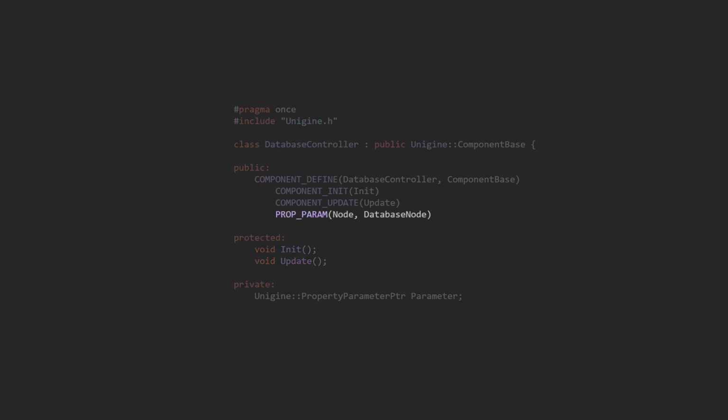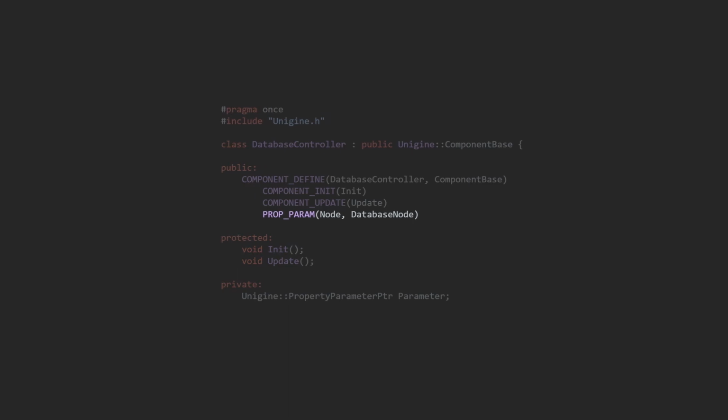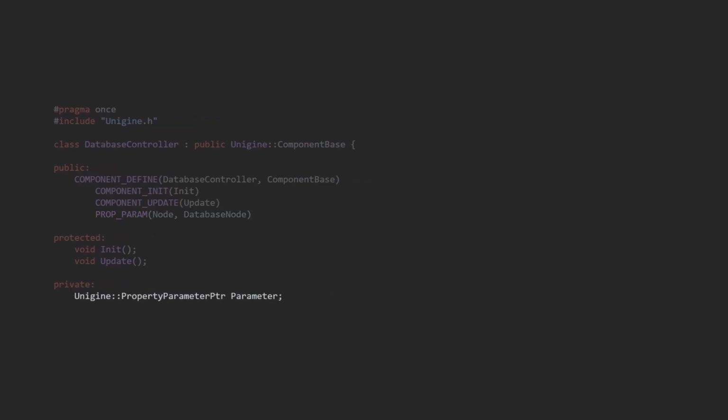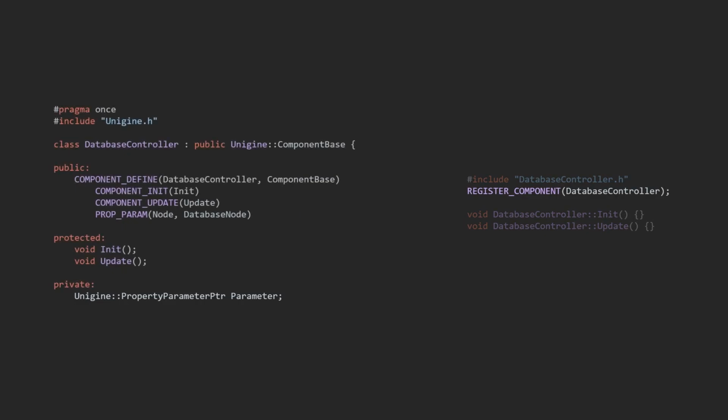The next thing is a property parameter, where we can allow a node or an object inside world to be connected to this class. The next thing we're going to do is have a parameter which allows us to control the property. Alright, on the CPP side, we're just going to register the component and keep the init updates empty.